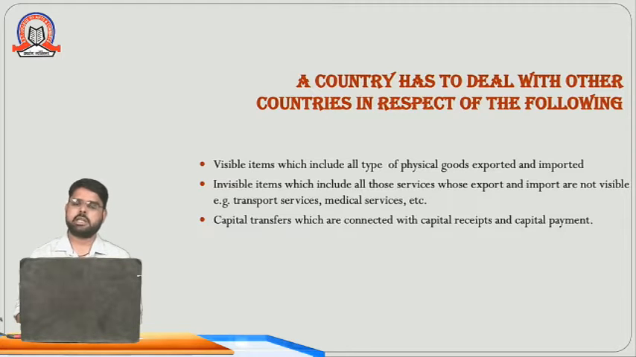Means India is exporting physical goods and importing physical goods also. Exporting means to sell the goods to other countries, and importing means to purchase goods from other countries. The next one is invisible items. Invisible items are those items in which export and import are not visible properly, for example, transport services, medical services, etc. The items which are not visible are called services.